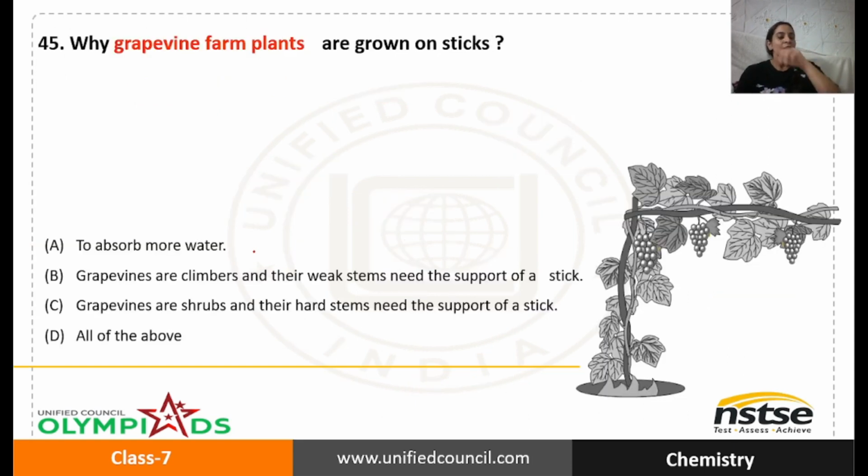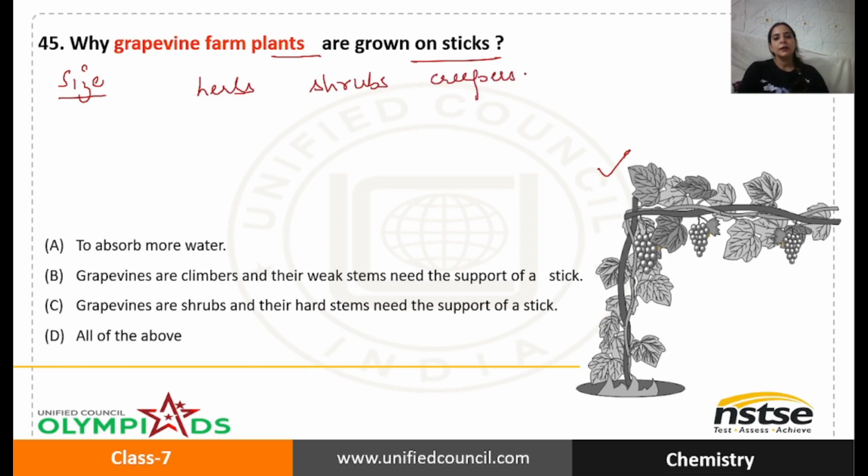Next question. Why grapevine farm plants are grown on sticks? As you can see in this picture, this is a grapevine plant and it is grown on sticks. So we have already done that. Depending upon the size of the plant, we classify plants as herbs, shrubs, creepers, climbers, and what else? Herbs, shrubs, creepers, climbers, and trees.